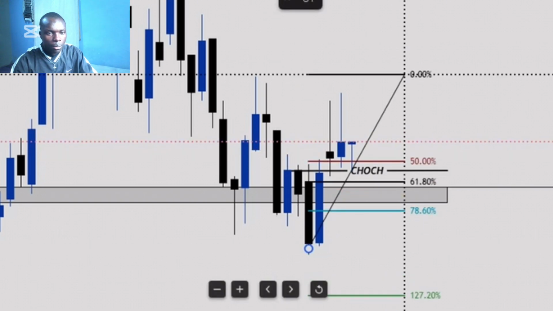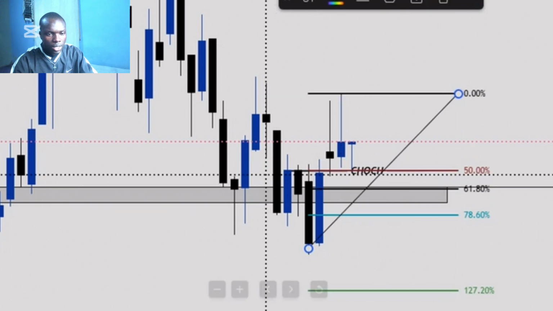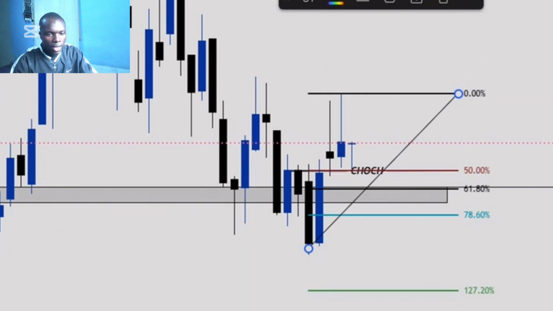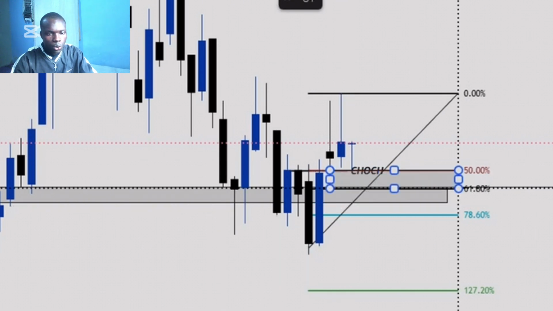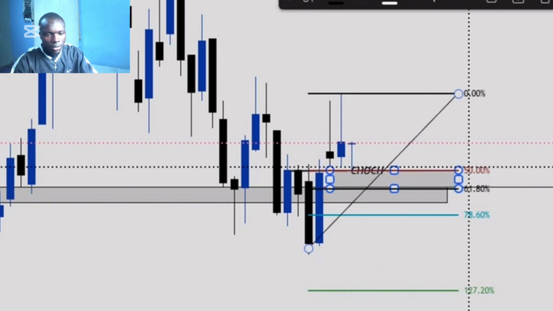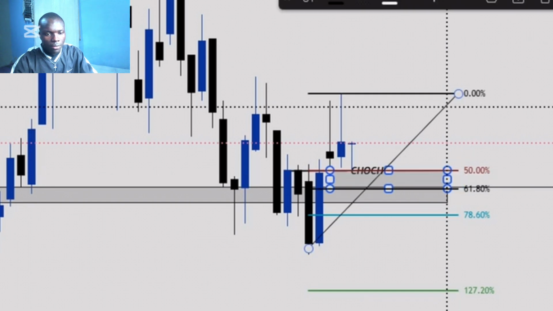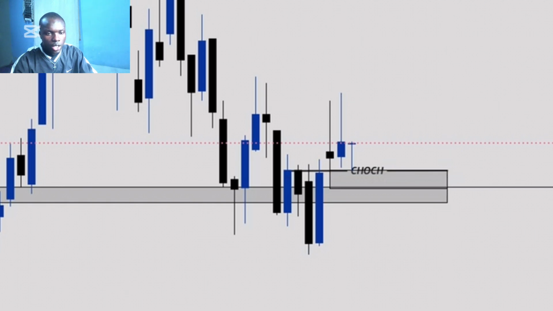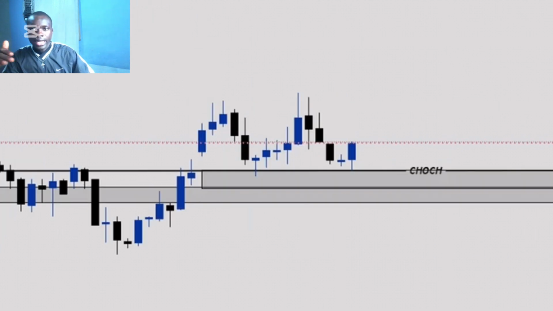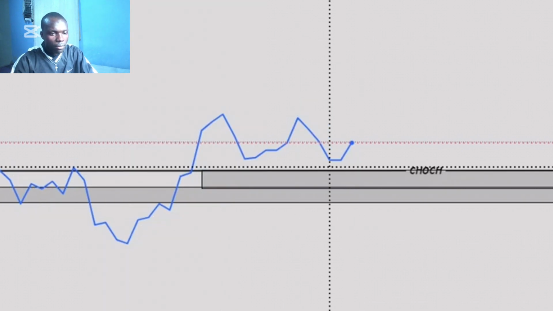So let's use our Fibonacci tool to also check out what we have here. So these are Fib 2, and I'll be marking out my 61 and my 50% Fib retracement zone. So this is the 61 and the 50 retracement zone. So the 61 and the 50 retracement zone also is in alignment with the change of character of the daily time frame.